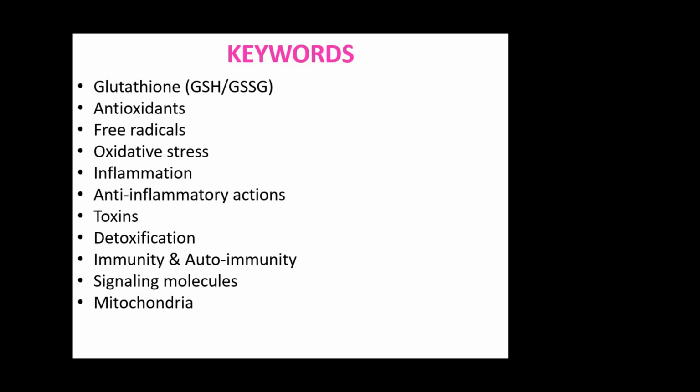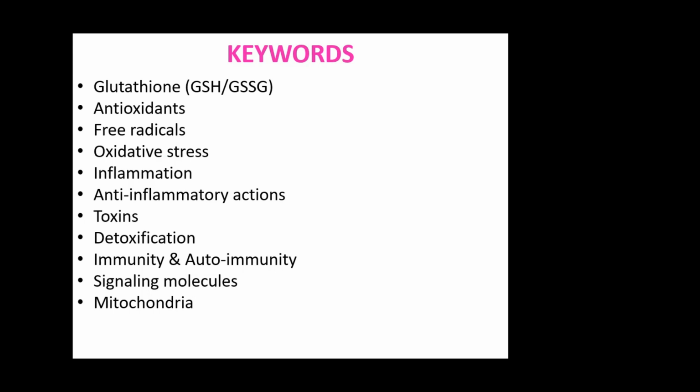So I just need to revise these terms, which will be repeatedly mentioned. So we have glutathione, GSH is the active form, GSSG is the inactive form of glutathione. Then you have antioxidants, then you have free radicals, then you have oxidative stress, where you have excess free radicals over antioxidants. Then you have inflammation, and you have anti-inflammatory actions. Then you have toxins, you have detoxification, you have immunity and autoimmunity. That is when your immune system attacks your own cells and tissues and organs.